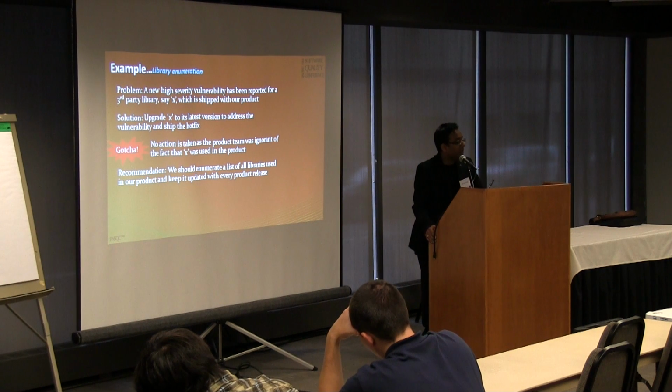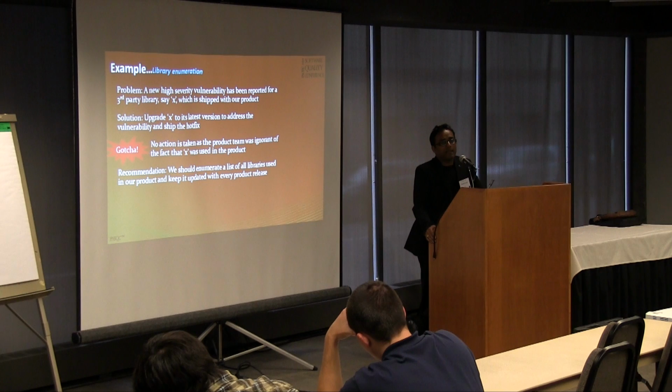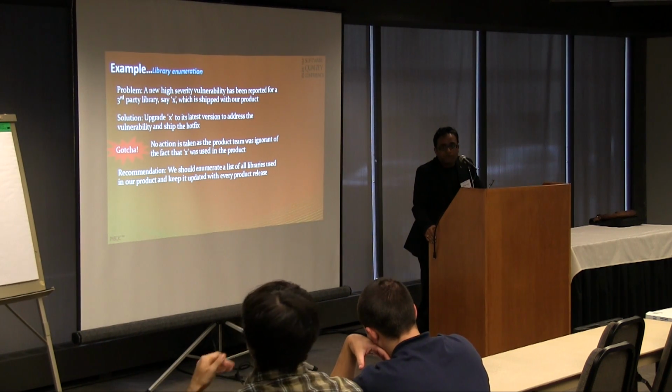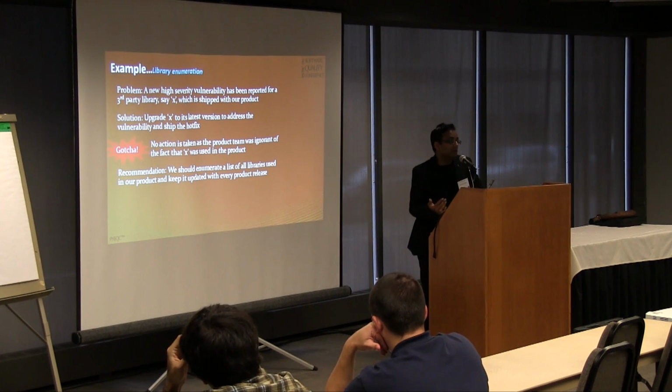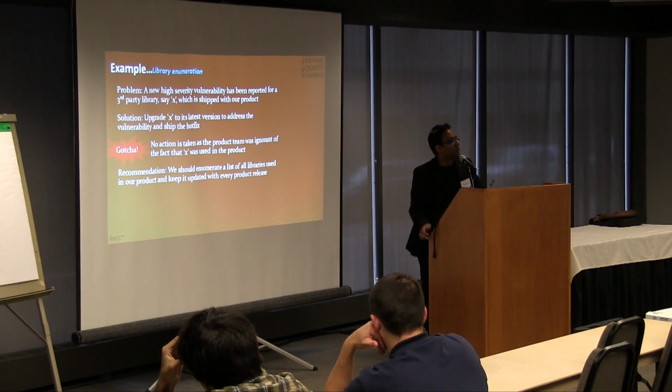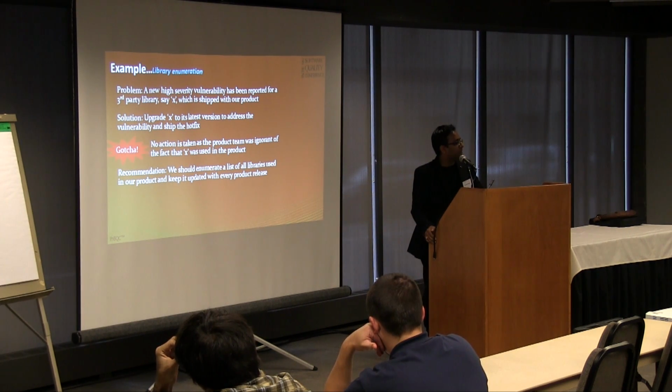Yeah. Enumerate all the libraries that you use in your software and keep the list updated with every product release. Because with every product release, you might be making some changes to it. You might be upgrading the version, adding a new library, or removing an older library. Keep track of all those changes and have a list ready. And Excel will do. That's what I do currently. I manage everything in Excel. But that's the most critical step.